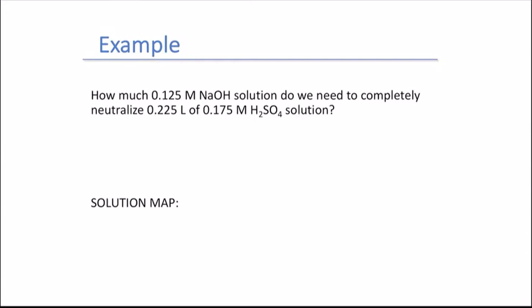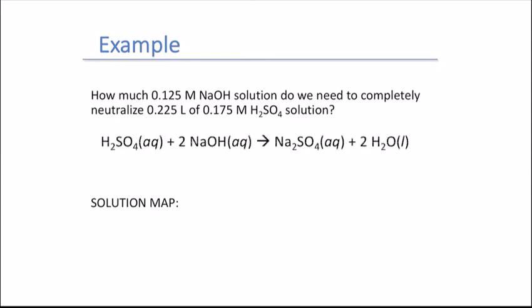Let's practice this. If we have a 0.125 molar solution of sodium hydroxide, how much of it do we need to completely neutralize a 0.225 liter solution of a 0.175 molar sulfuric acid solution? When we start with a question like this, the first thing we need to do is write a good balanced reaction. Once we have a balanced reaction, then we can worry about the calculations. With our balanced reaction, we know we need 2 sodium hydroxides for every 1 sulfuric acid.